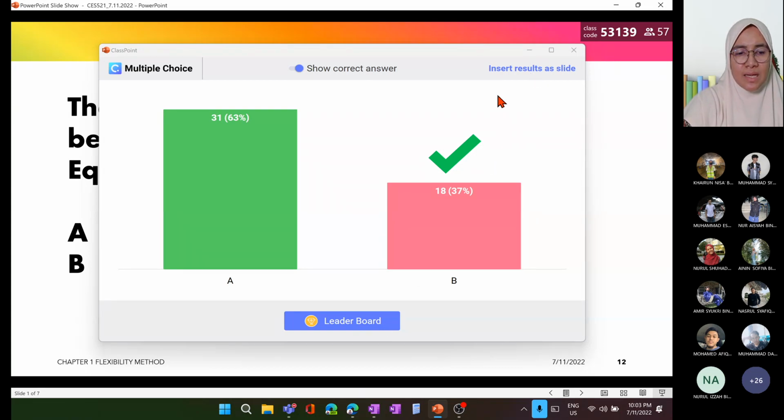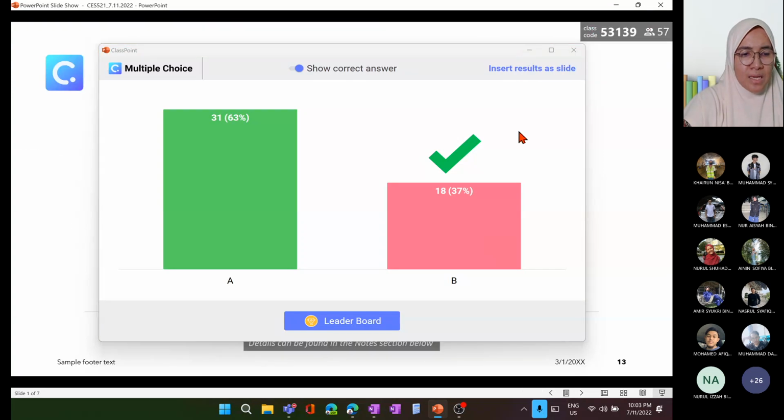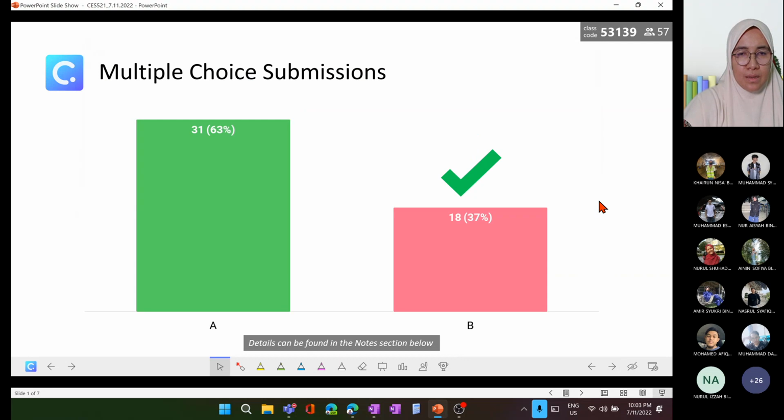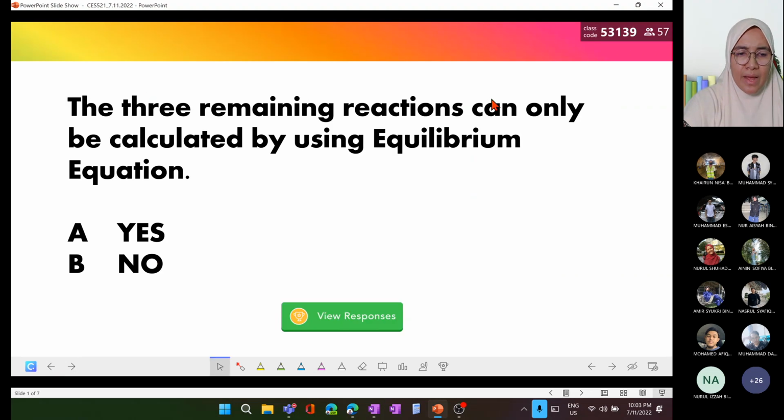Okay, why is the answer B? Can anyone tell the class why the answer is B, not A? Look at the question again. The three remaining reactions can only be calculated by using equilibrium equation. Yes or no? The answer is no. Why is the answer no? Can anybody tell me why the answer is no, not yes?